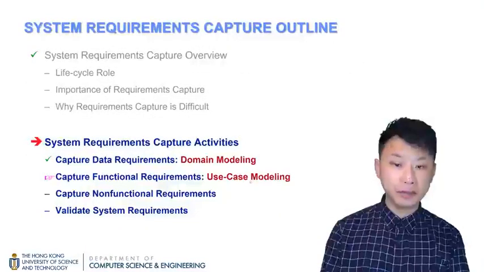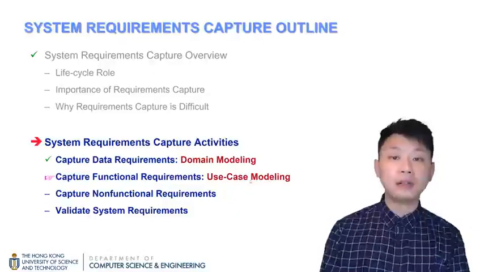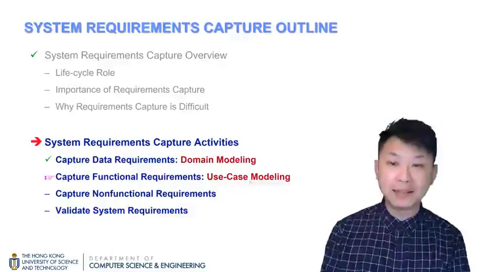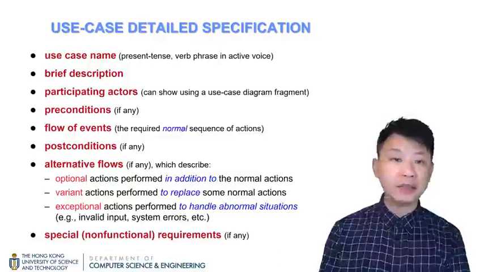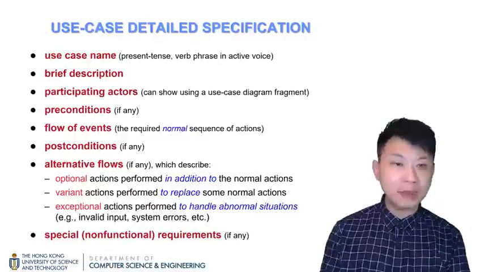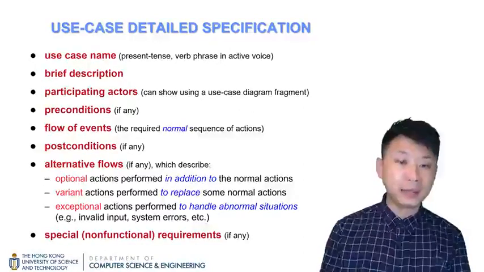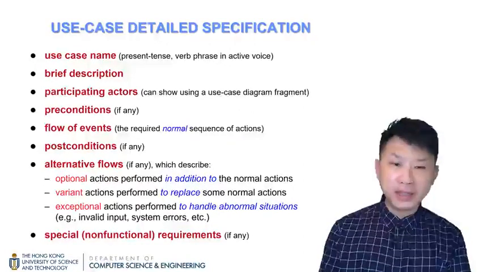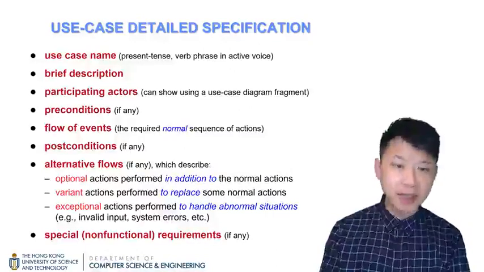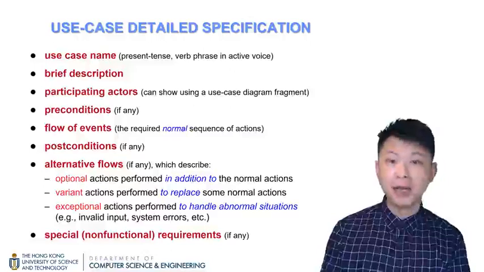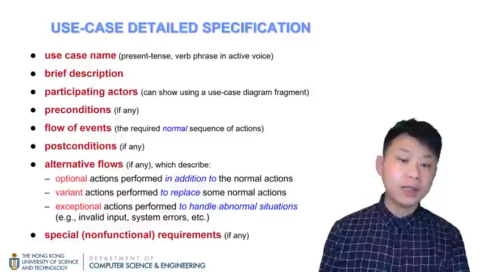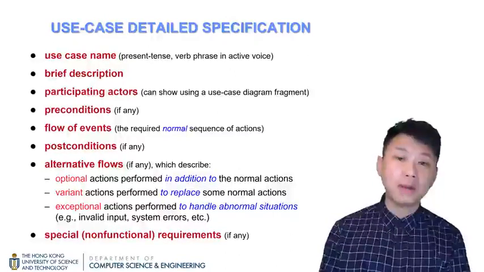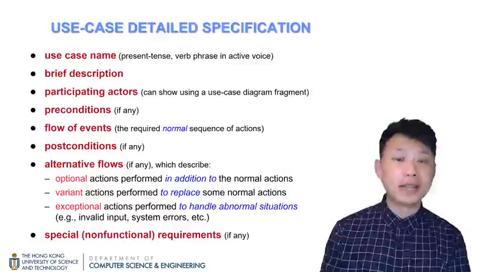So in this lecture, we are going to talk about use case modeling. In particular, we're going to talk about how to come up with a use case specification for each use case that we come up with in the use case diagram. These are the things that you have to include in a use case specification. You have to give a use case name, a brief description for your use case, and also the participating actors, the preconditions, the flow of events, post conditions, alternative flows to specify optional, exceptional, or alternative behavior within your use case. And also, you may need to specify non-functional requirements if there's any of them within the use case.